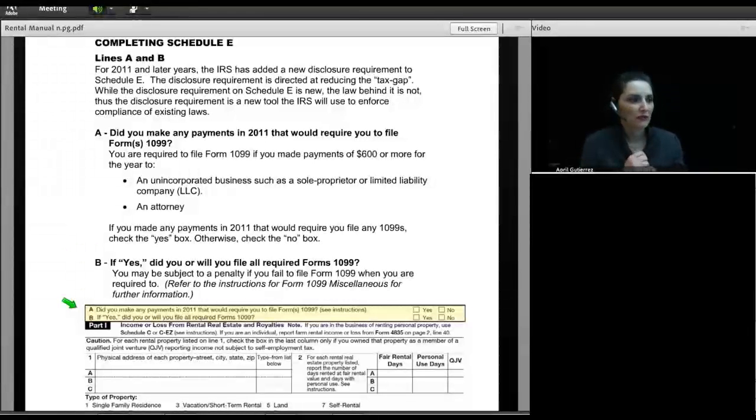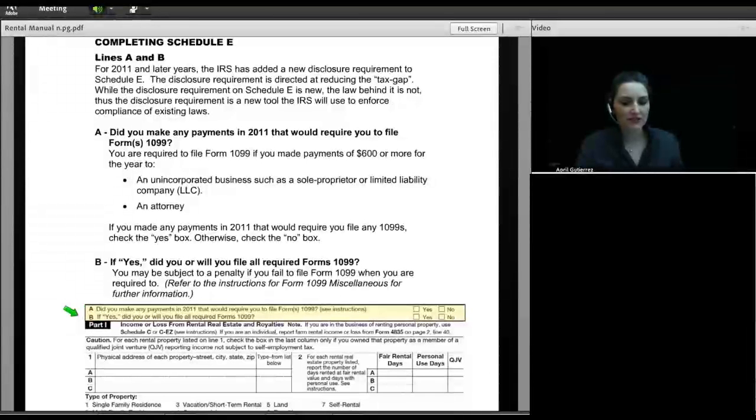Well, when I fill out a form, the first thing is I don't ever assume an answer for my client. If I have a checkbox here that says, did you make any payments in 2011 that would require you to file Form 1099, yes or no? Well, how would my client know whether or not they're required to file a 1099? If I tell them, that's a very good point. So I would need to know what the rules are for 1099ing. When is a person required to issue a 1099? My job is to prepare to tell them that.